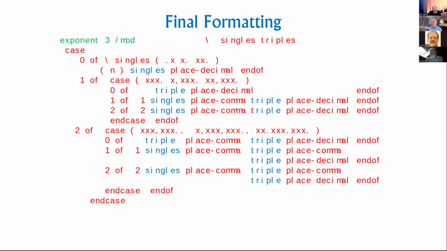Next larger case, this handles 100,000s, millions, and 10 millions. So it's very similar to above, except they're a little bit bigger. The 0 case is triples only, so it handles 2 triples. The case of 1 says there's 1 single, so it's put out in front, then a comma, then 2 triples. And finally, if there's 2 leading digits, this is in the 10 million range and above. We do 2 singles, the comma, the triple, comma, and so on. And finally, we clean up the case structures.